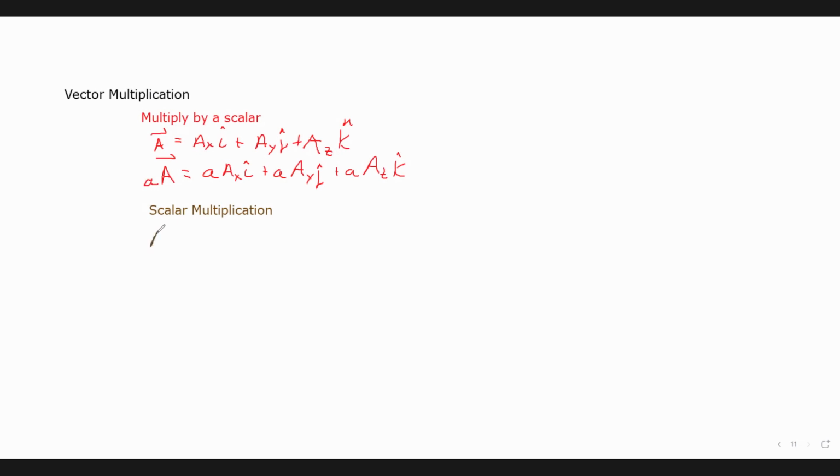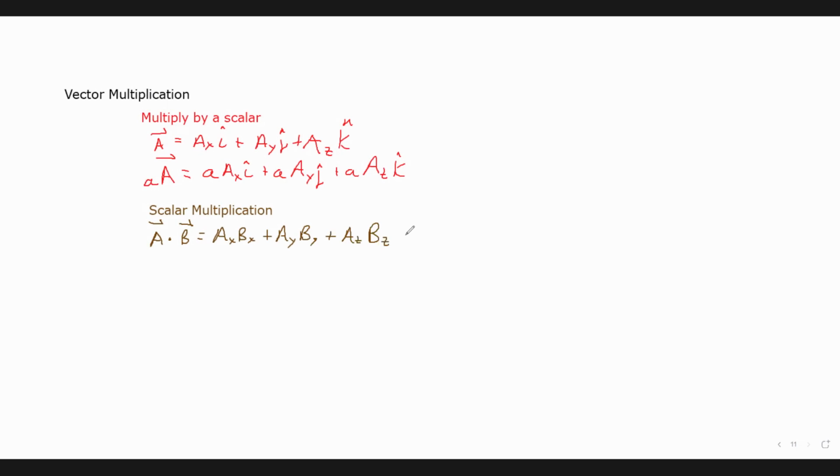So for example, A multiplied by B is going to be A sub x times B sub x plus A sub y times B sub y plus A sub z times B sub z. That is the scalar product, or sometimes called the dot product, because I use a little dot to indicate it. So the scalar product of two vectors gives me a scalar, not a vector.